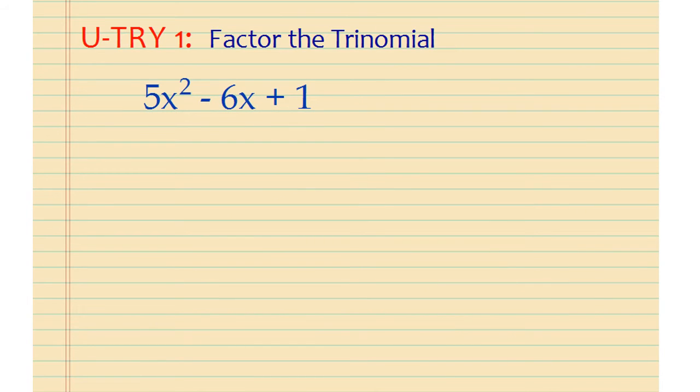Here's your U-try. Follow each step. Multiply your A and C, and then find factors of AC that could add up to B.